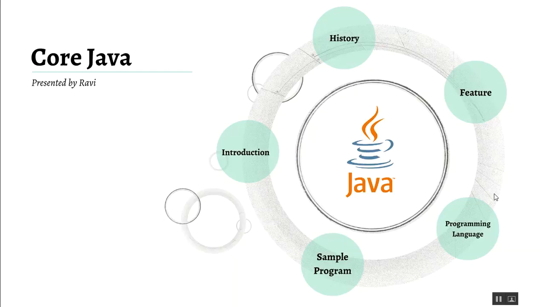Then we learn about OOPS concepts, which are inheritance, polymorphism, abstraction, encapsulation, etc. Then we're also going to learn about looping structures as well as conditional structures in Java. Then we have some inbuilt APIs.